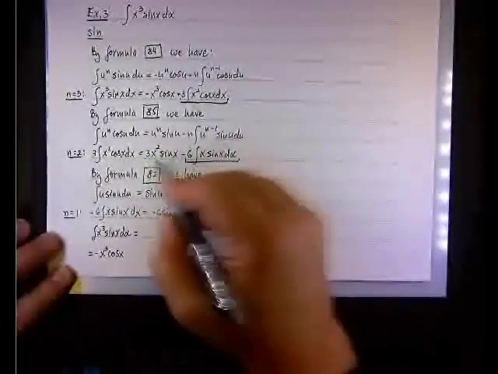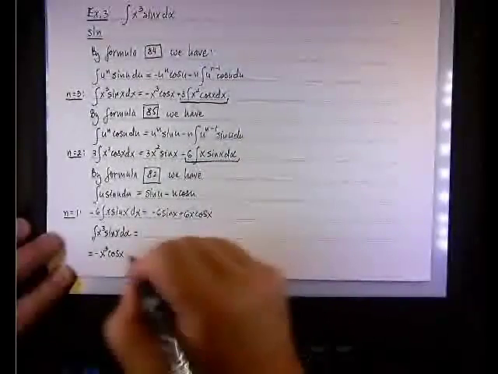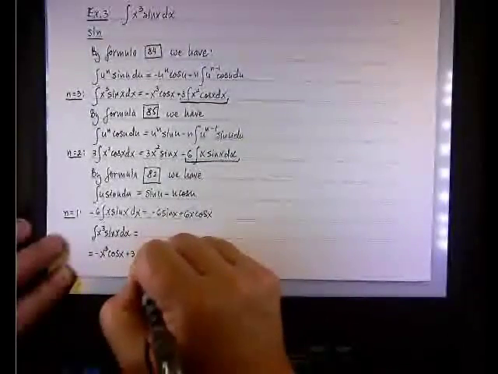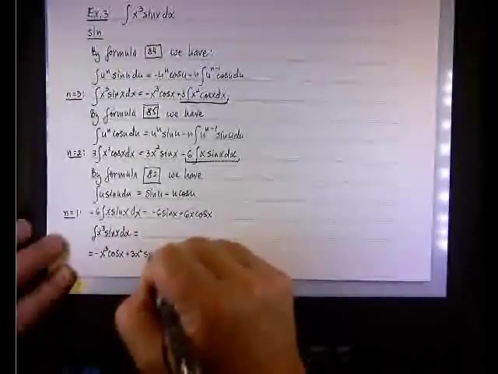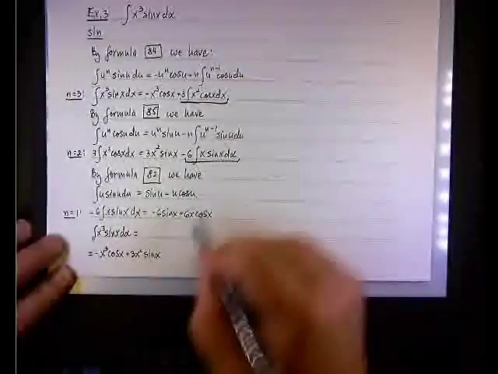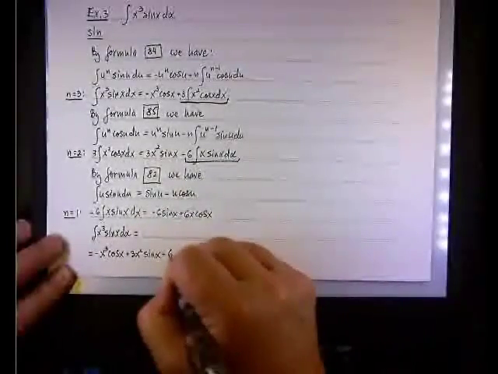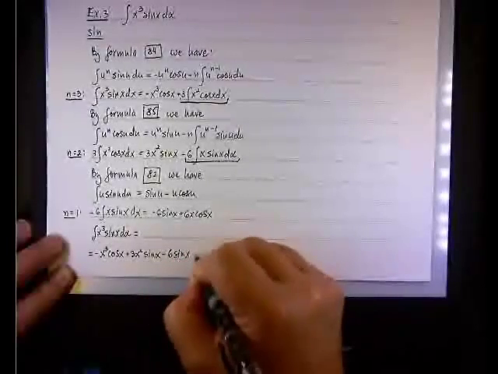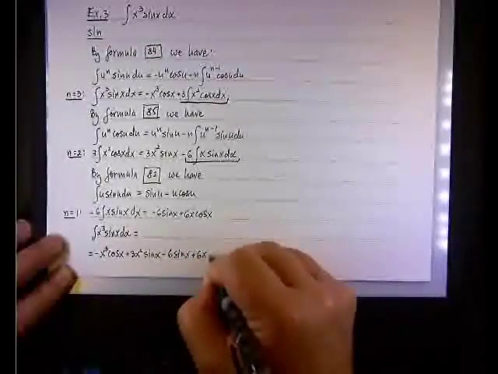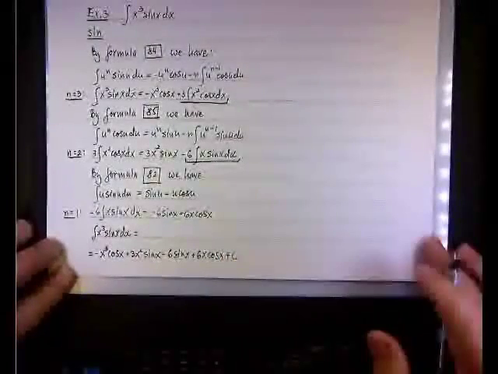So the result of this one is here, right? So we have plus 3x squared sine x, and then minus this integral, but this integral is right there. So we have minus 6 sine x plus 6x cosine x plus c. Okay?